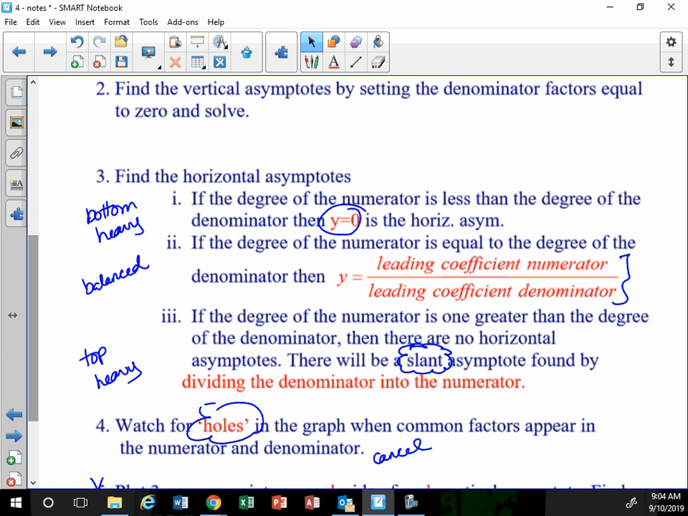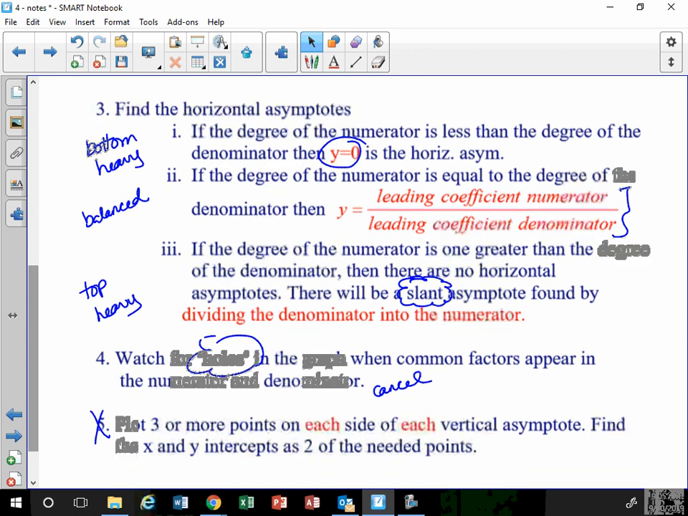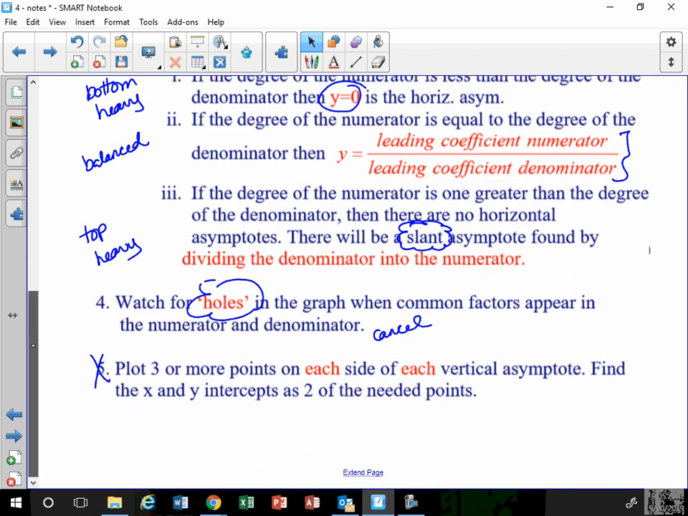If they're balanced, meaning the degree in the numerator and denominator are the same, all you have to do is divide your leading coefficients. And if the degree of the numerator is greater, that's considered top heavy, and that's when we end up with a slant asymptote. We'll actually go through division to find that, so that's why you have to learn long and synthetic division before we can graph. Then holes in your graph, that happens if any factor cancels out of both the numerator and denominator. You can cross out step 5.